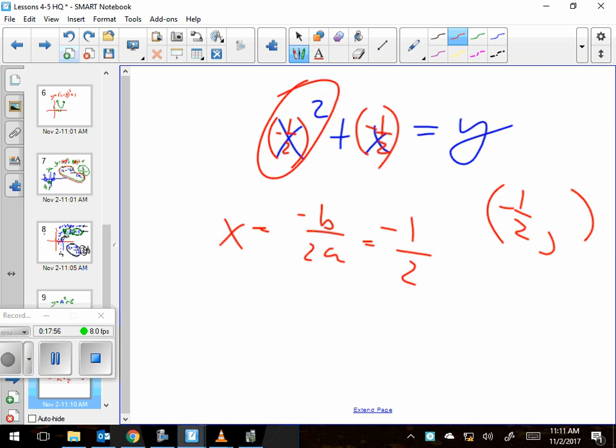1/2 times 1/2. Negatives will cancel. 1/4. 1/4 minus 1/2. Would it help if I made this into fourths? 1 over 2 is 2 over 4. 1/4 minus 2/4, which would be -1/4. There you go. Even a weird one, you can find the vertex of it. Okay.